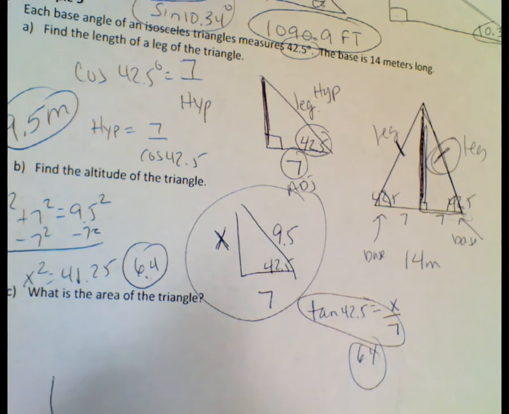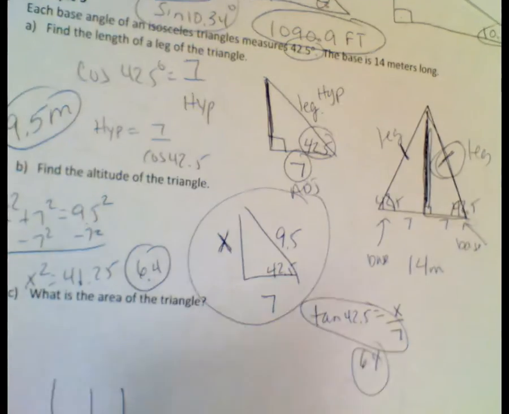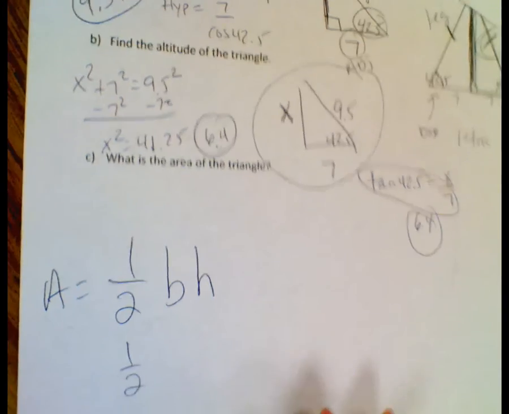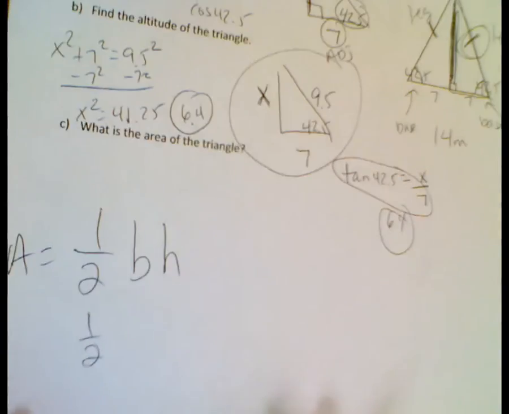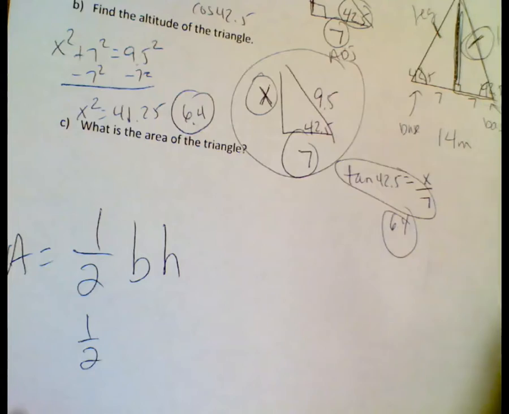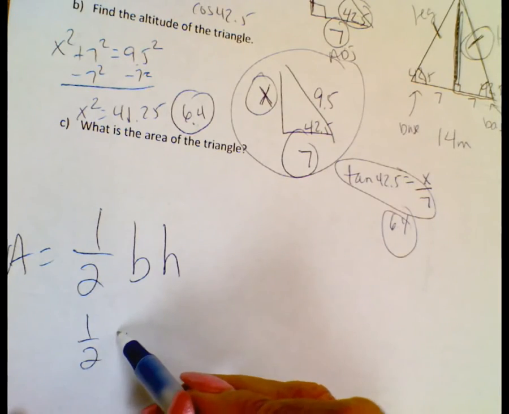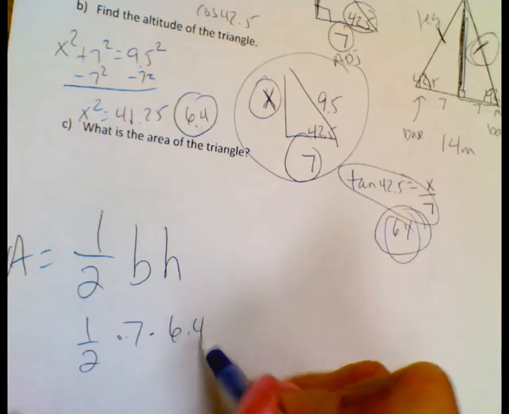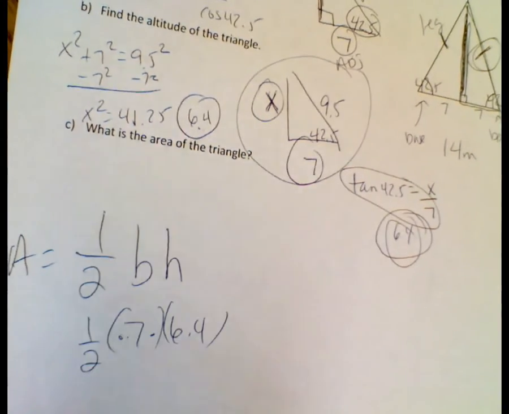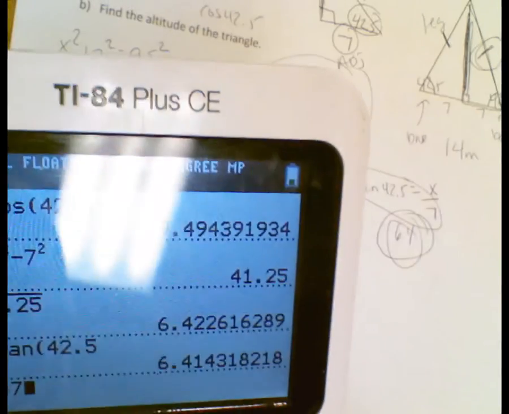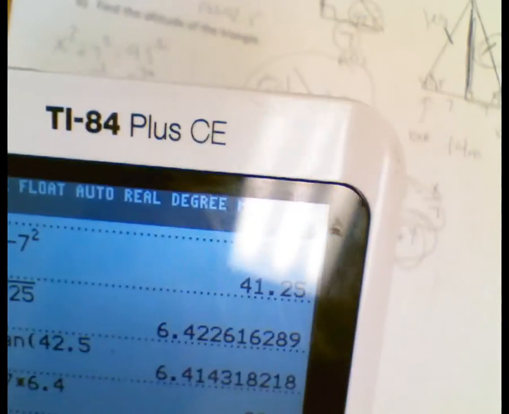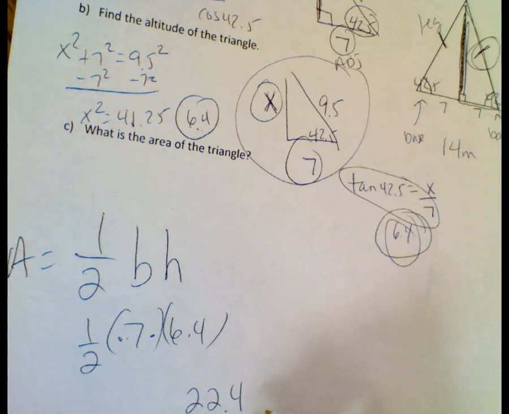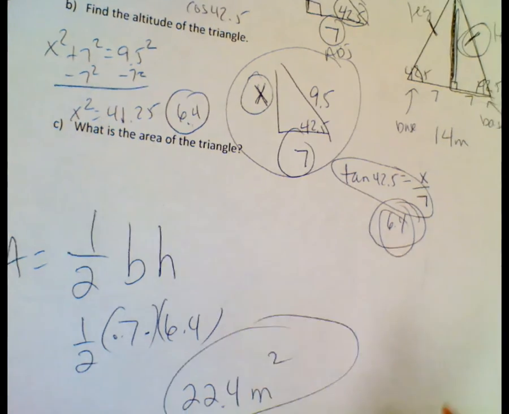Now, what is the area of this triangle? This is how you find an area of a triangle. The base and the height are the two sides that form the 90-degree angle. So it's this one and this one. We know for sure the base is going to be 7. But what is that height? The height is the altitude that we just found. It was 6.4. So it's 1/2 times 7 times 6.4, which is 22.4. And since it's an area, we're going to say it's meters squared. And that's your answer.